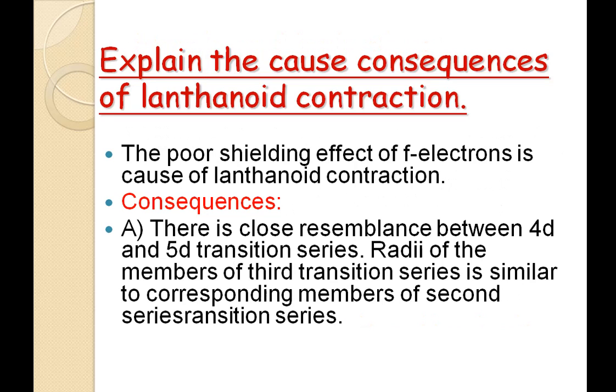Now here is a question. Explain the cause and consequences of lanthanoid contraction. Now let us first talk about the cause. The cause is poor shielding effect of f electrons. And the consequences? First, there is close resemblance between the 4d and 5d transition series, or you can say the radii of the members of the third transition series are similar to the corresponding members of the second transition series.